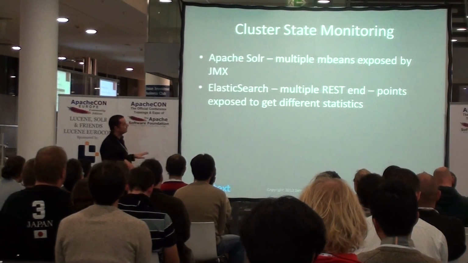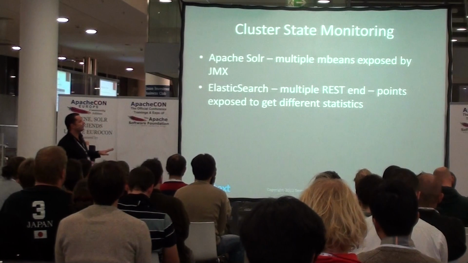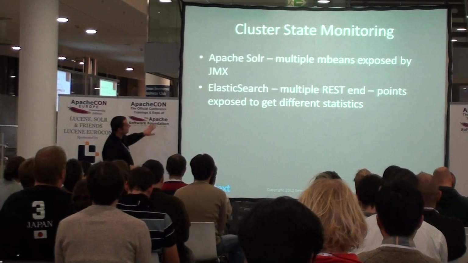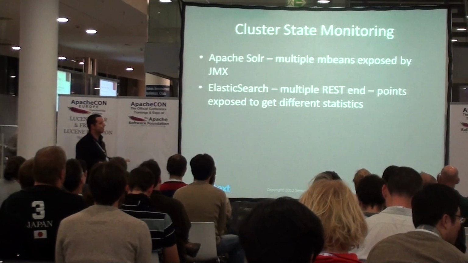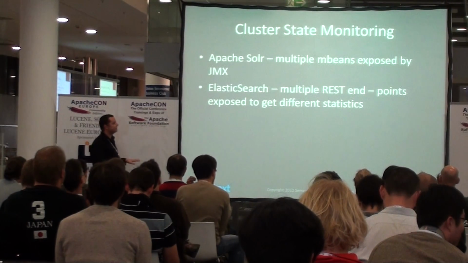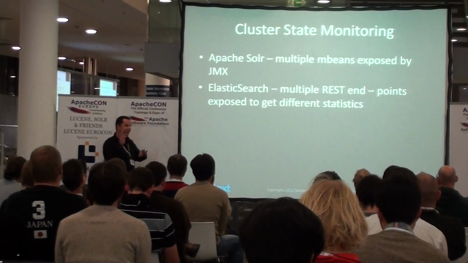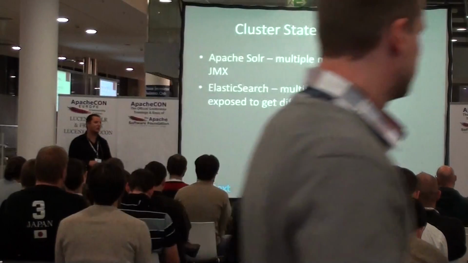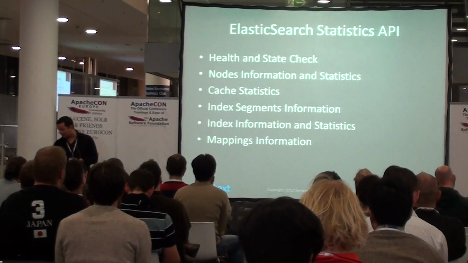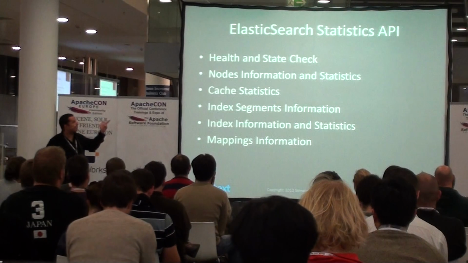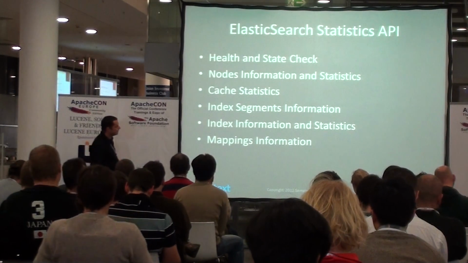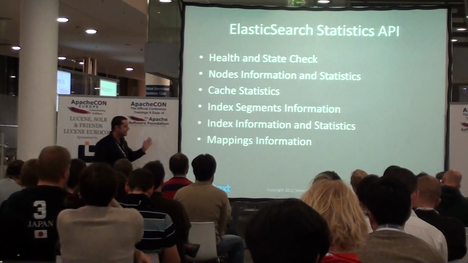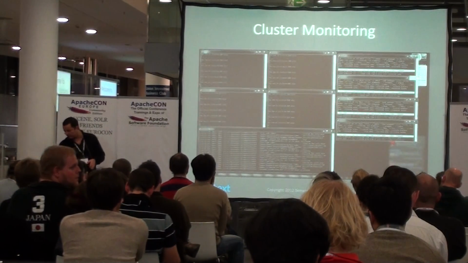I'll scroll the caching and stuff. You can, of course, monitor your cluster. In Apache Solr, there's JMX and beans exposed. In Elasticsearch, we have multiple REST endpoints exposed to different statistics. You can get multiple statistics like index ones and stuff like that. Just like here, node state check, nodes information, cache statistics, index segments and information, and mappings information can be retrieved.